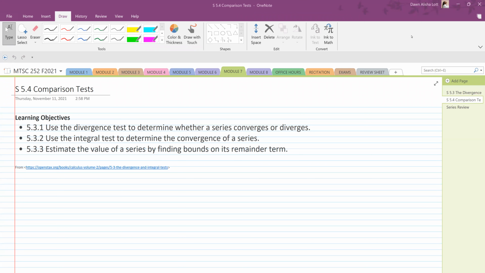Okay, so the comparison test is, there are two of them. We can use these tests to determine whether or not a series converges or diverges by comparing them to other series that we know converge or diverge. The first of these is the direct comparison test. That's going to be test number 6.